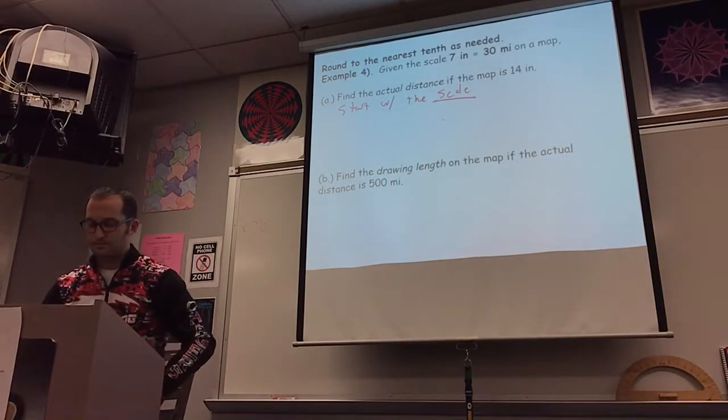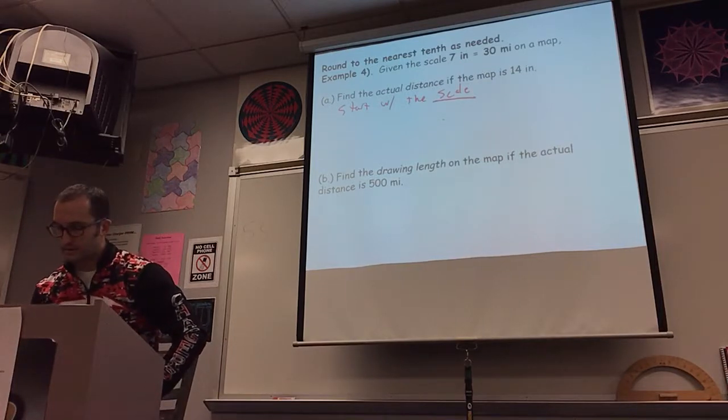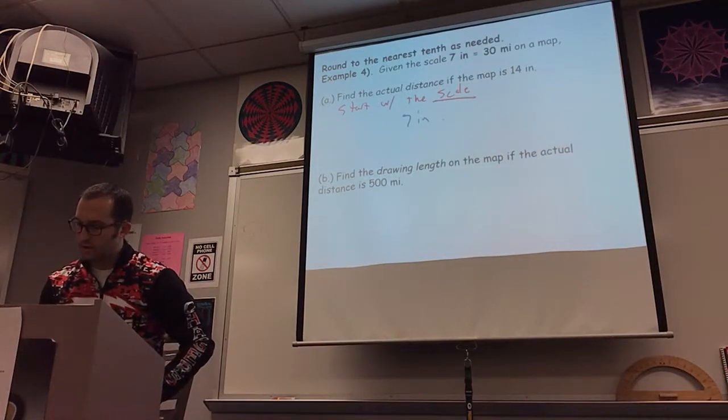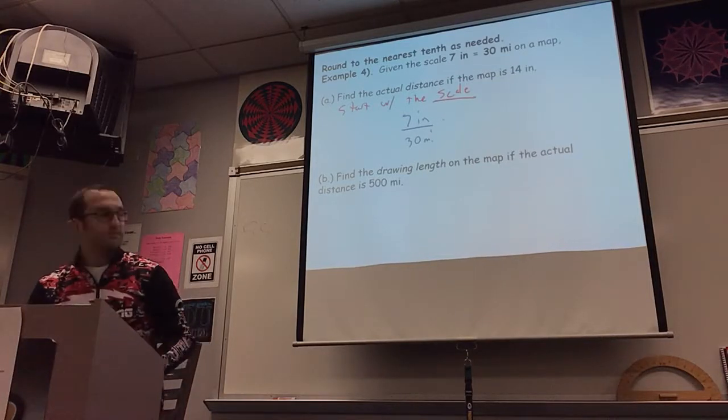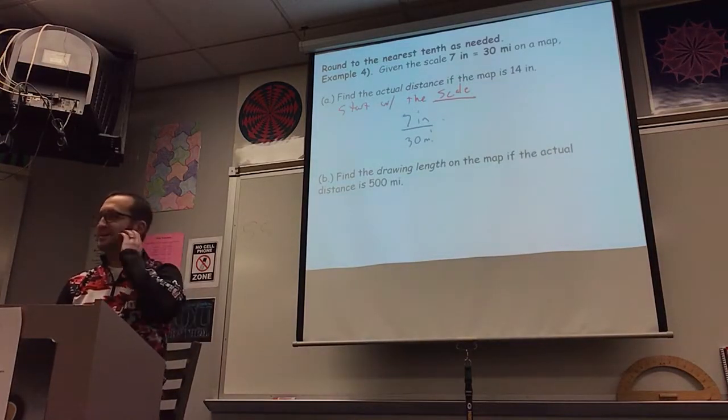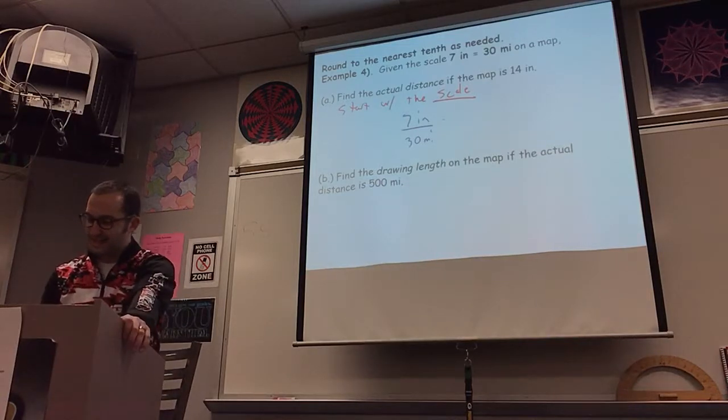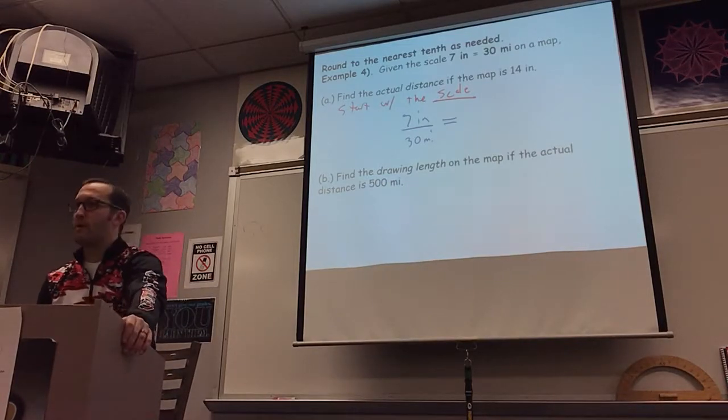So what's our scale? 7 inches over 30 miles. Good, 7 inches over 30 miles. Thank you. I said 300, but I wrote 30. I said it incorrectly. And what's that going to be set equal to?